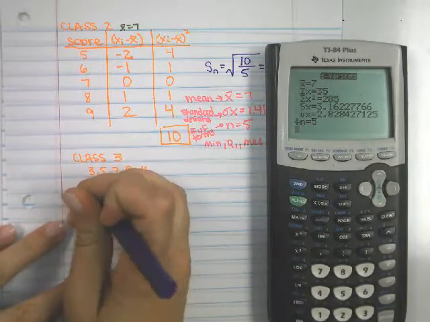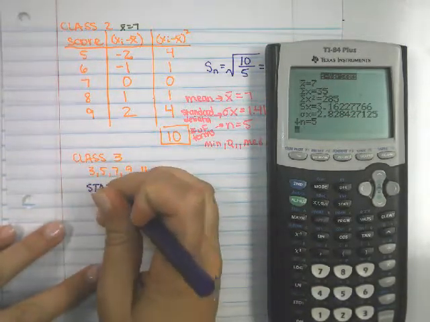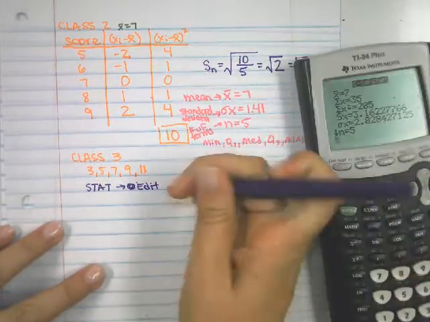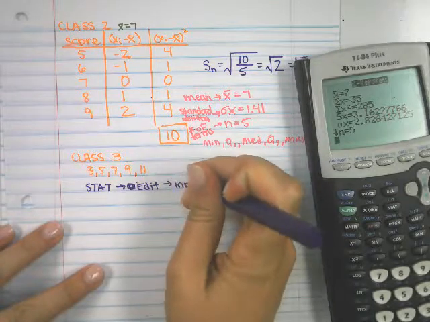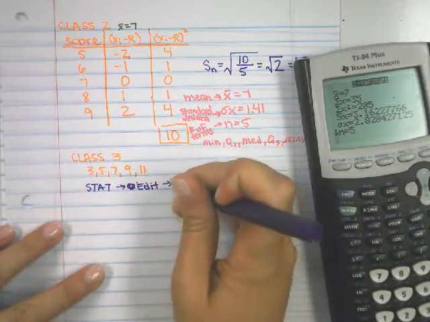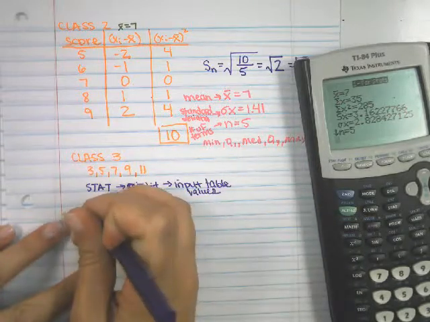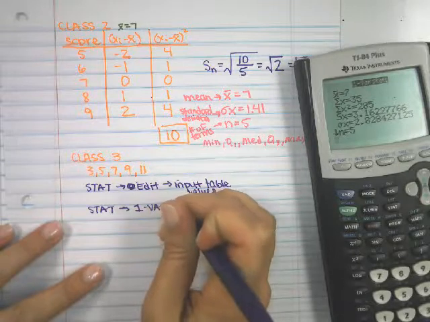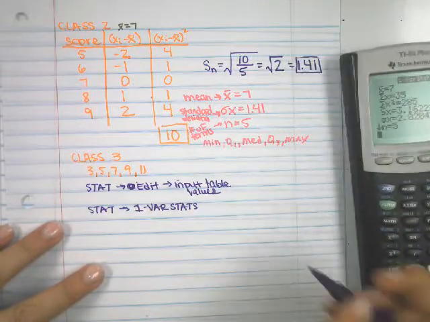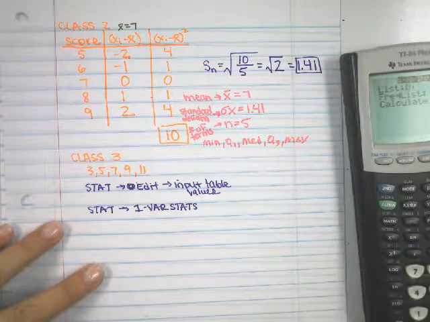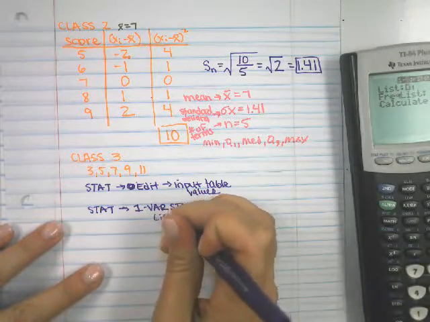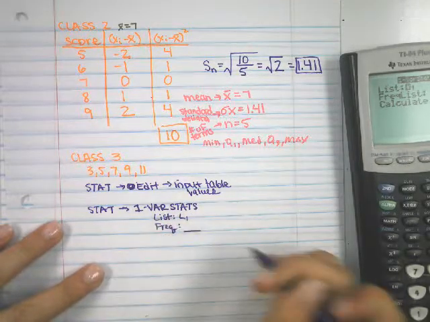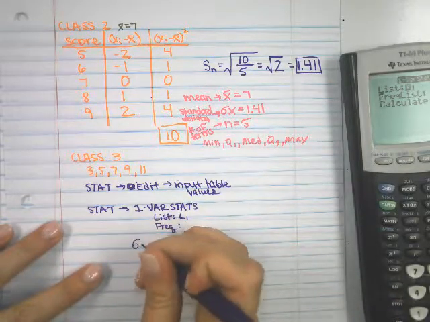If you like to write down what we've been doing, we've been going stat, edit, input table values. Then we press stat again. We've been doing 1 var stats. What does it ask for? Our list was L1. Frequency, we left blank. And then we calculated it and we picked this number.